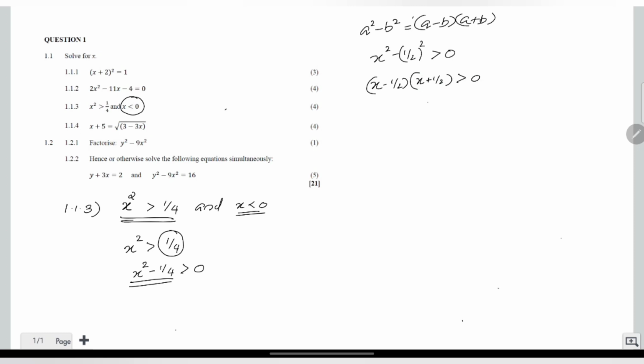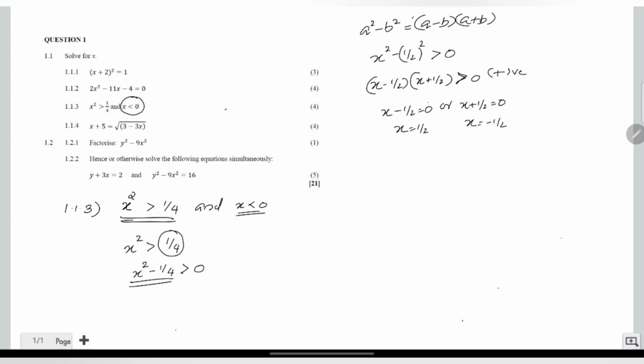Now we can find the critical value, but at the same time you can decide which sign you are going to choose at the end. From here, this expression is greater than 0, which means at the end you have to choose the positive one. Isn't it? Anything greater than 0 is positive. So what are the critical values? Take each factor equal to 0, that is x minus half is equal to 0, x is equal to half, or x plus half is equal to 0, x is equal to minus half. So we got the critical values.